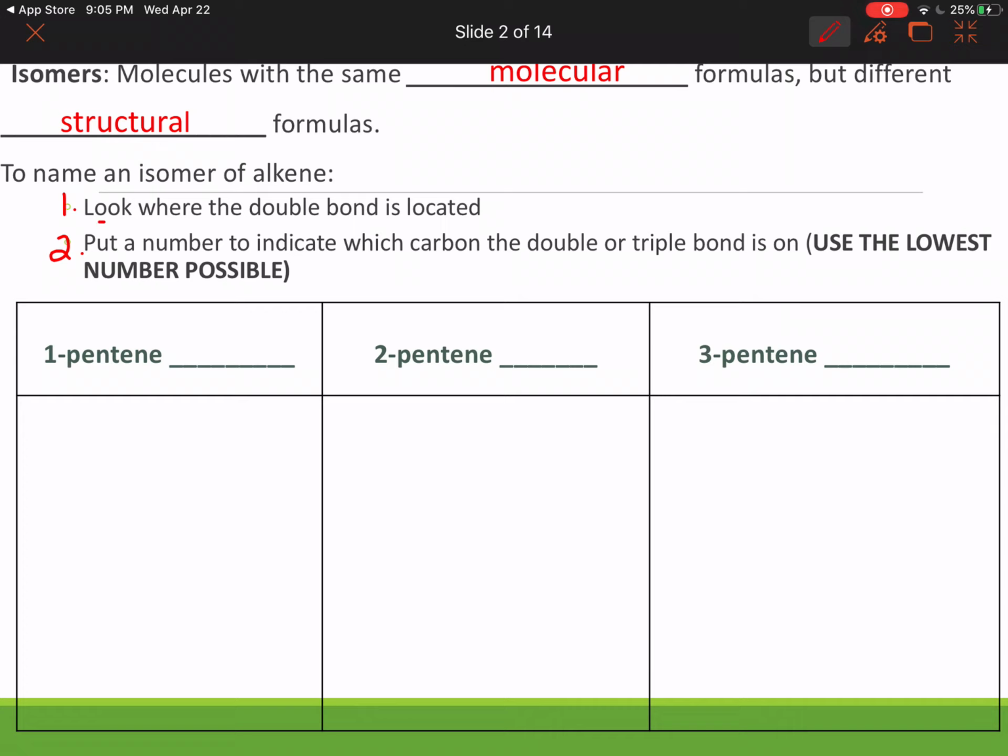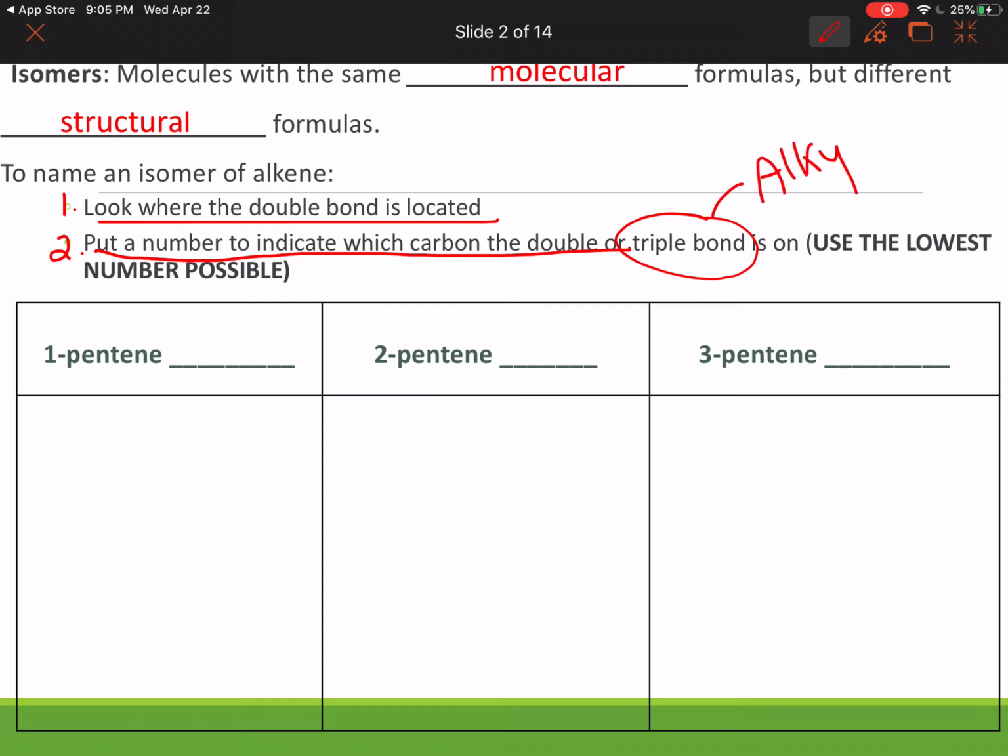The first thing we do is look where the double bond is located. So we're going to move that double bond. Up to this point, we've just had you write it right at the very beginning. We're not going to do that anymore. We're going to move it around. In order to establish where it is, we're going to put a number that shows where that double bond is. If you have a triple bond, then you'll be dealing with alkynes, and the rules apply exactly the same way. We're just going to be doing alkenes in this one. What's in parentheses here is super important, and we're going to come back to that. We're going to use the lowest number possible.